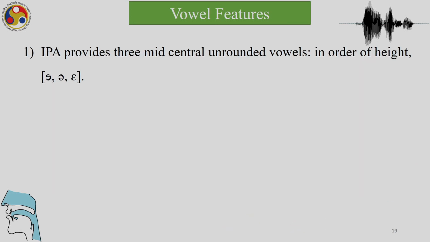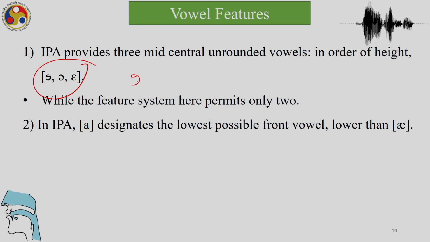Okay. So, IPA provides the three mid-central vowels. These are the mid-central vowels, which is this vowel, this is the schwa, and this is the central unrounded vowel, and the feature system permits only 2, but we can show them with the additional features.